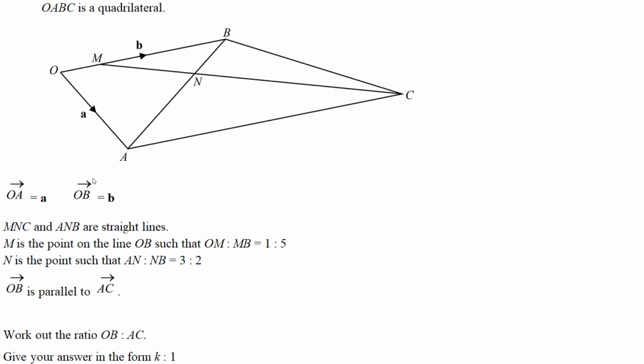A is A, B is B, M and C and A and B. So M and C and A and B are straight lines. M is the point on the line OB such that M and B is in the ratio 1 to 5. So the full line has 6 parts. This is 1 part, so 1/6, 5/6.